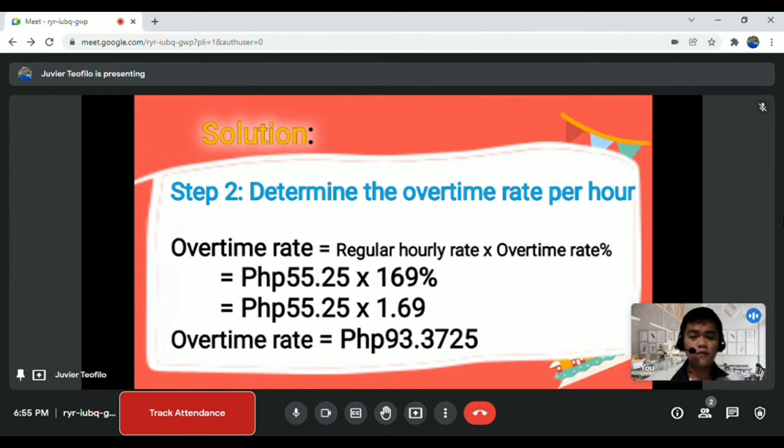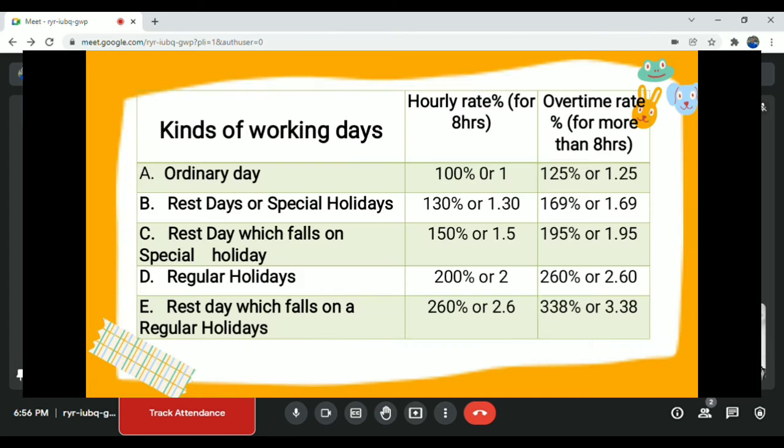Okay, sir, where did you find that 169%? If you have a question why we used 130% earlier and now we use 169%, let's see the table. So in the table, for the first 8 hours we use the 130%. But if our overtime hours exceed 8 hours, then we are going to use the 169% or 1.69.